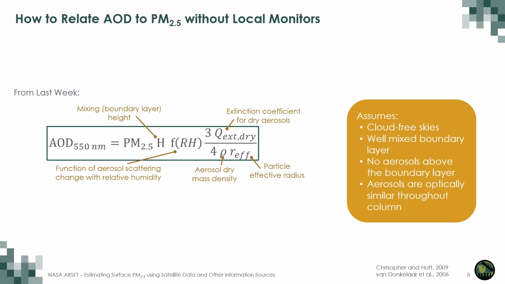To do this, we need to revisit a relationship that was introduced to you last week that calculates AOD given PM2.5 concentration or set of assumptions, namely that skies are cloud-free, the aerosols are well mixed with none above the boundary layer, and lastly that the aerosols present are optically homogeneous, that is, similar. Given these conditions, you can see that AOD is proportional to PM2.5 concentration itself, as well as the boundary layer height and the extinction coefficient, which relates to how much the aerosol in question attenuates, that is, scatters or absorbs, any passing light. Particle effective radius and density are inversely related, with the potential for an additional effect from relative humidity if the aerosol is hydrophilic.